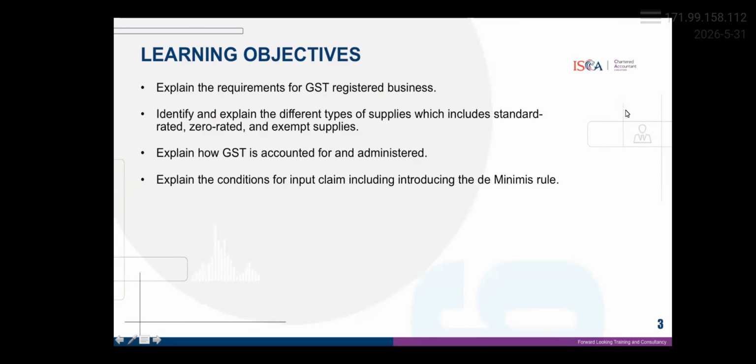Now, in today's webinar, there are certain objectives that we would like to achieve. We would like to explain the requirement for GST registered business, identify and explain the different types of supplies, which includes standard rated, zero rated, and exempt supplies. Explain how GST is accounted for and administered, and explain the condition for input claims, including introducing the de minimis rules.